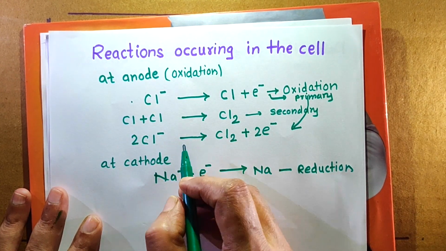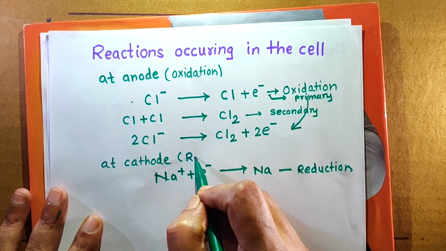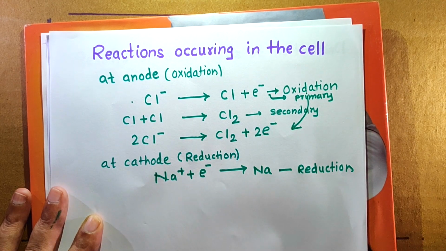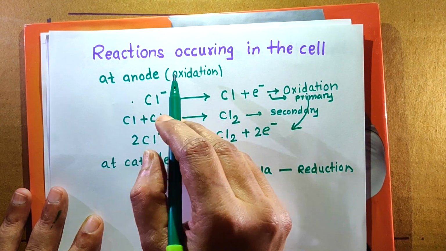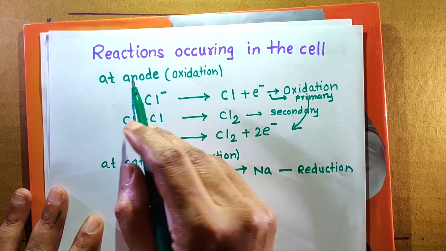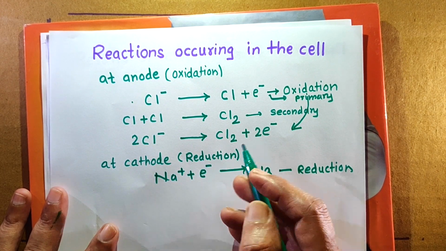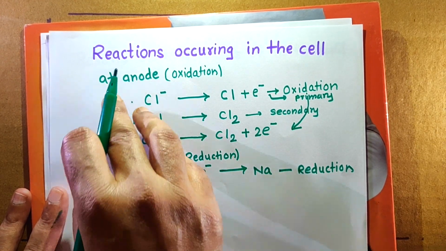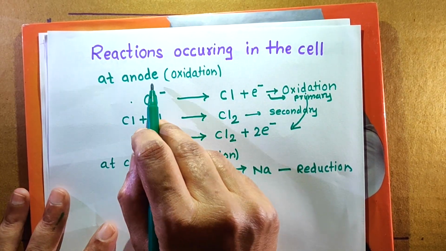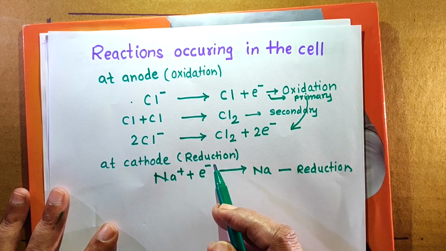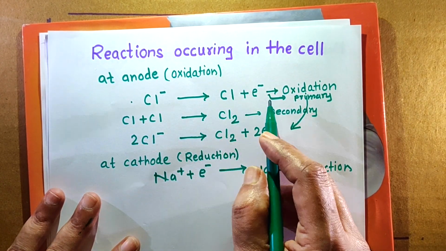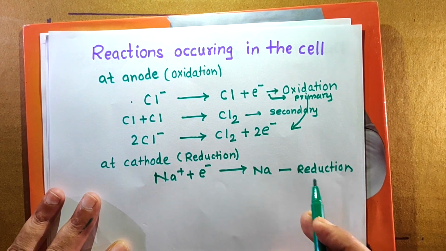So remember, in an electrolytic cell, at the cathode a reduction reaction takes place. The electrode at which oxidation takes place is called the anode, and the electrode where reduction takes place is called the cathode. You have to remember this basic thing. That is, at the anode there is loss of electrons, at the cathode there is gain of electrons.